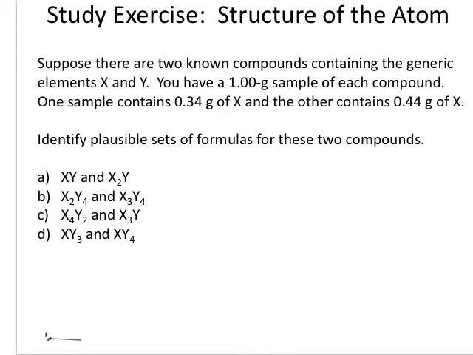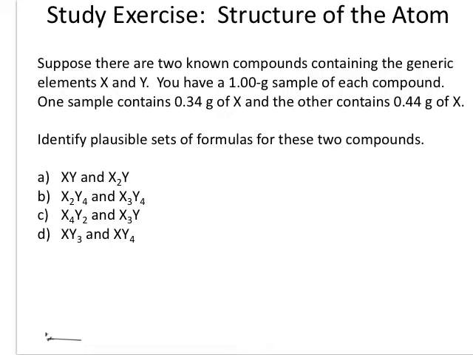For this problem, suppose there are 2 known compounds containing the generic elements X and Y. You have a 1.00 gram sample of each compound. One compound contains 0.34 grams of X and the other contains 0.44 grams of X. And so you want to come up with a possible formula for these compounds.